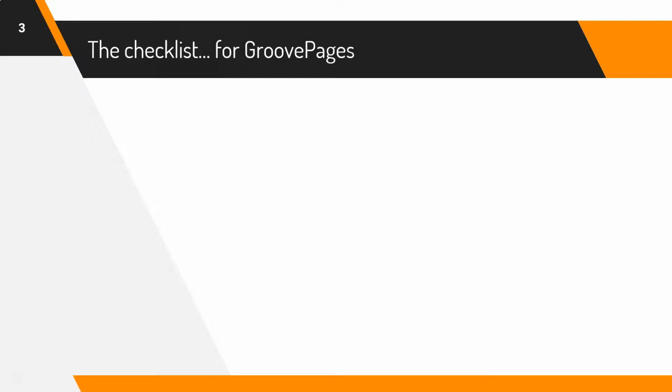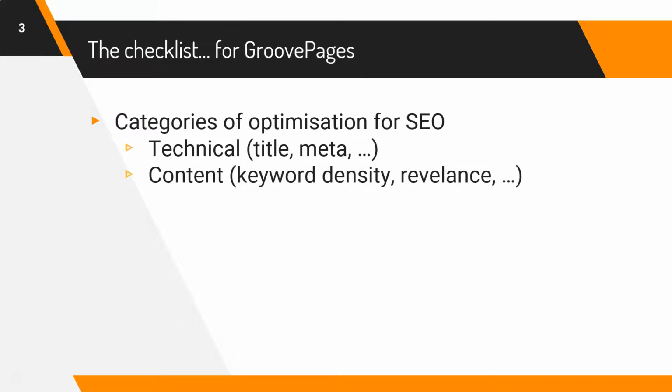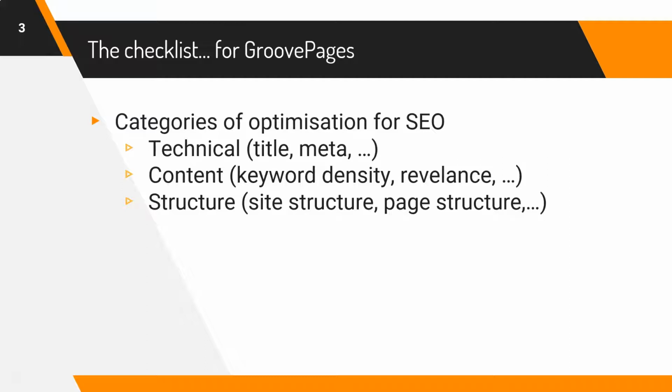So the checklist for GroovePage. I organize that in three categories of SEO. So we have technical stuff where it's like title, metadata, that kind of stuff. We have content. So this is like keyword density, relevance of the content that you're giving for a specific keyword. And we have structure. So having a site that is well structured, a page that is well structured.